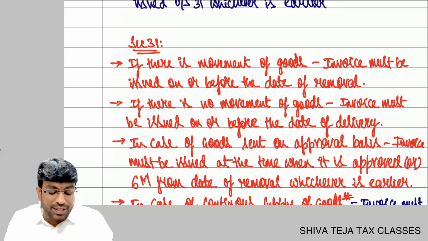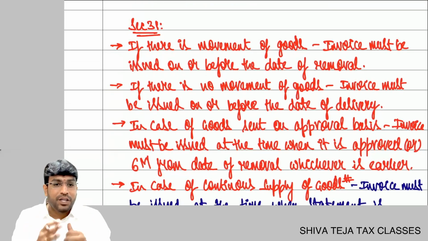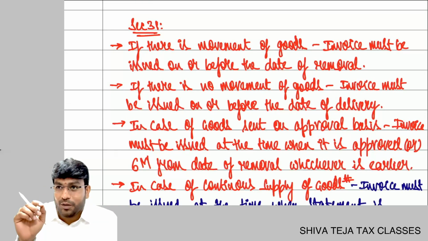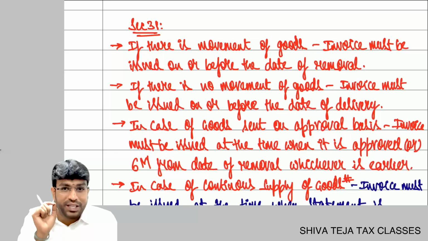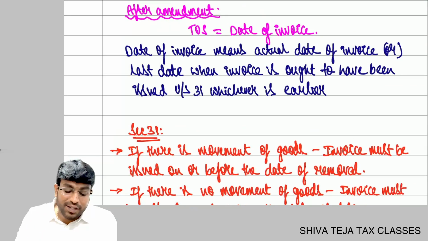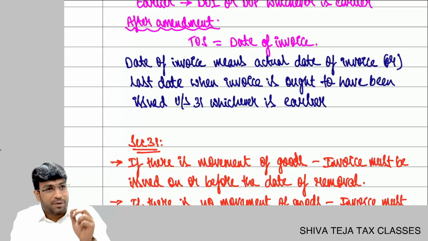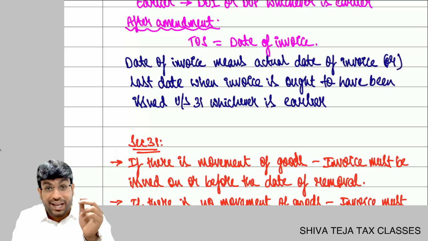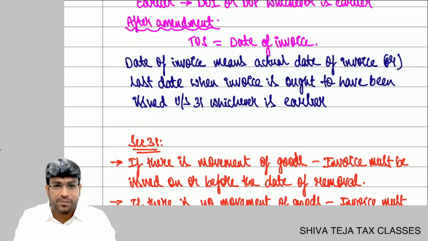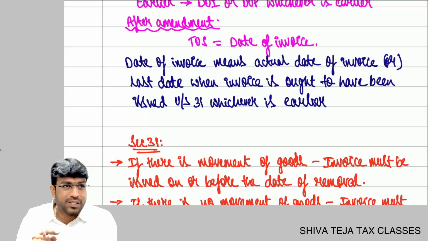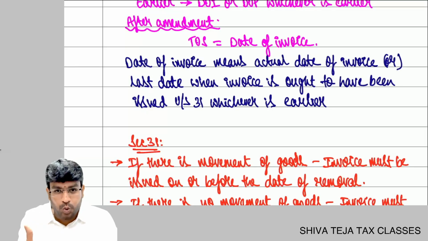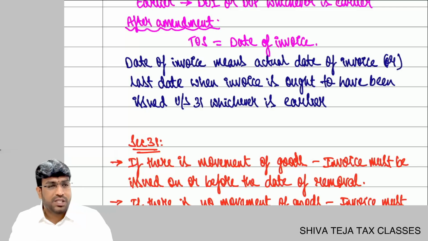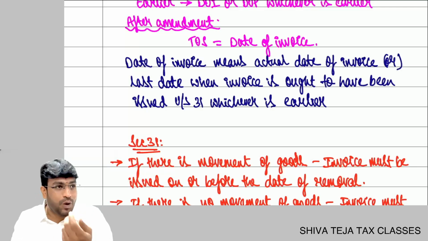But why all this section 31? Why this much effort to understand the concept of section 31 tax invoice? There is a strong reason for that. Time of supply says date of invoice. And date of invoice means the actual date of invoice or the last date when the invoice ought to have been issued under section 31, whichever is earlier. Now the question is all about when the invoice ought to have been issued. That is why we are discussing all these points.